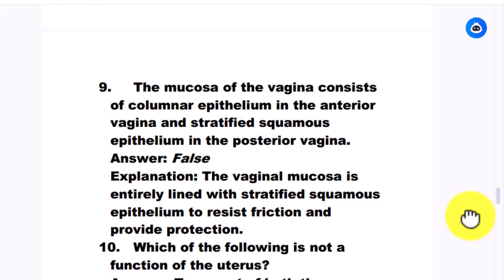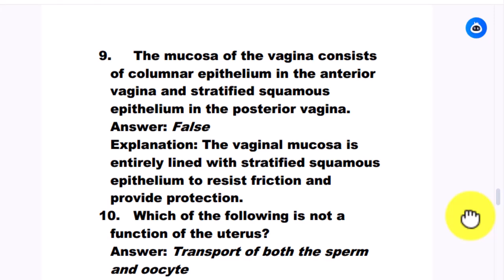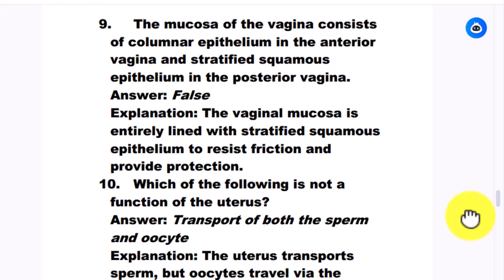The mucosa of the vagina consists of columnar epithelium in the anterior vagina and stratified squamous epithelium in the posterior vagina. The answer is false. The vagina mucosa is entirely lined with stratified squamous epithelium to resist friction and provide protection.